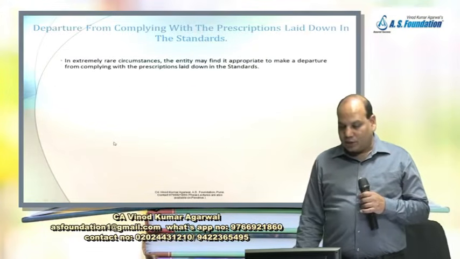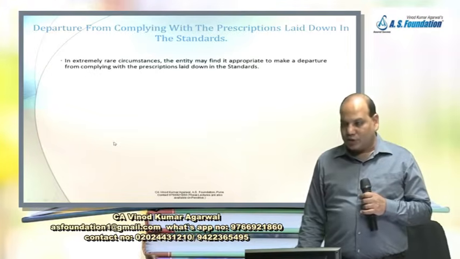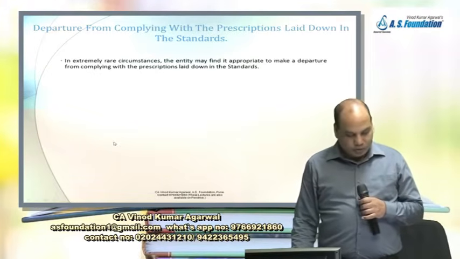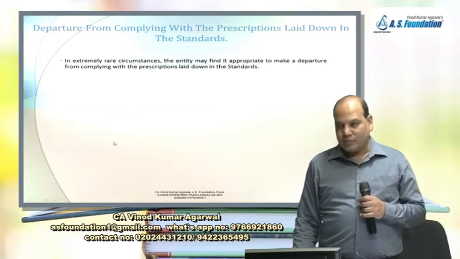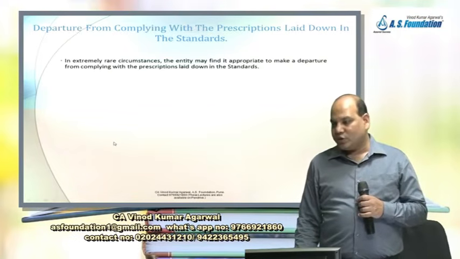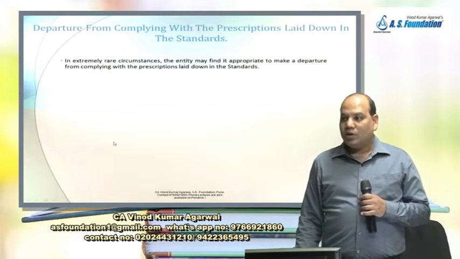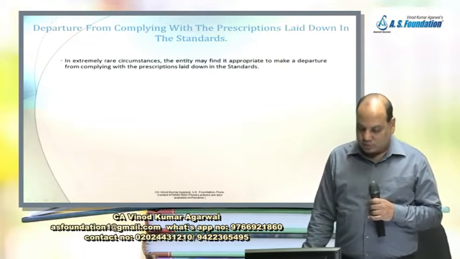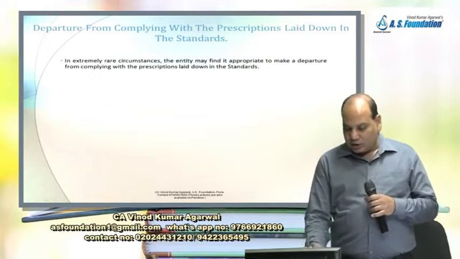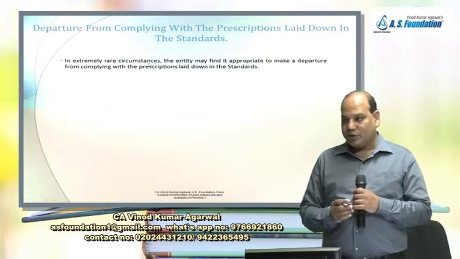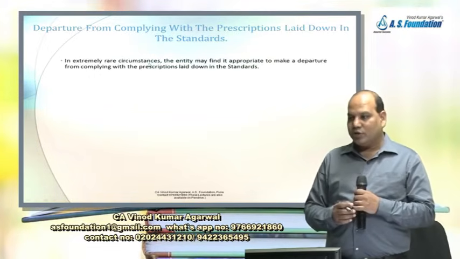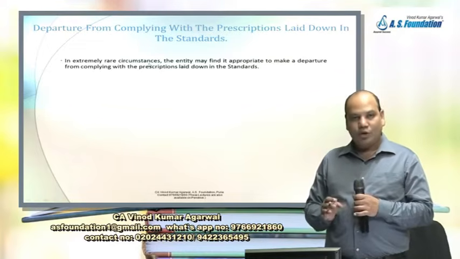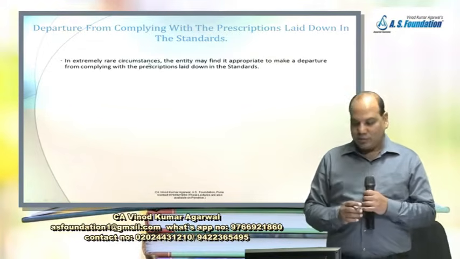Can we depart from the prescription laid down in the standard? This is very rare, but in some situations it is allowed, subject to certain disclosures that are given in IAS 1. It is written: in extremely rare circumstances. Extremely rare means this should not happen on a regular basis.